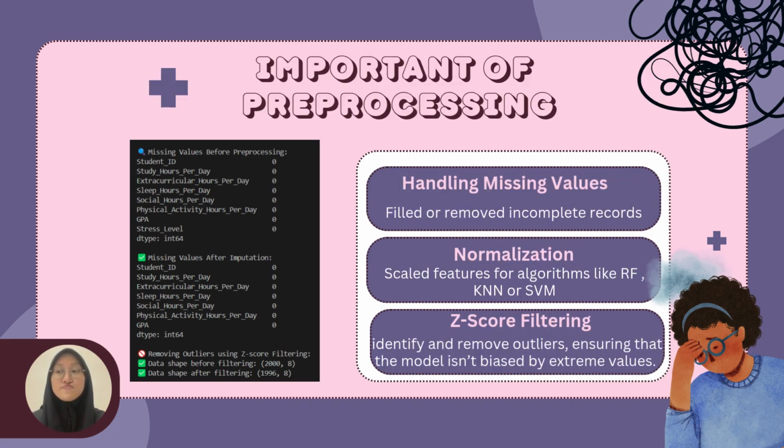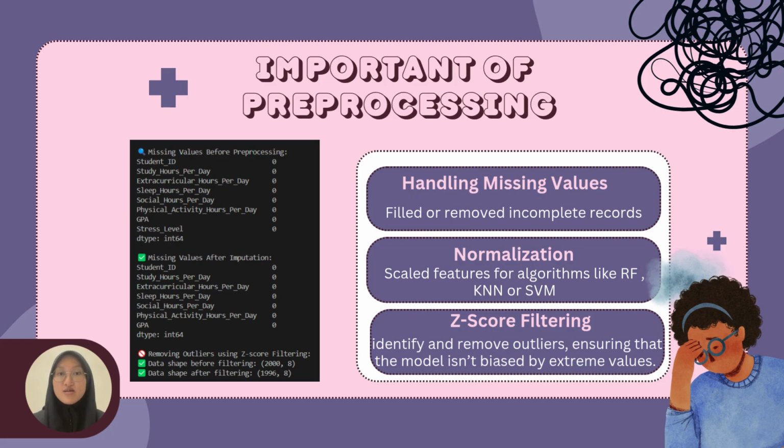Before we could build a model to predict student stress level, the first major step is data processing. Processing is essential because real-world data is often messy and inconsistent. If we don't clean and prepare the data properly, the model will produce poor and misleading results. In our project, we follow several processing steps to make the data ready for machine learning.